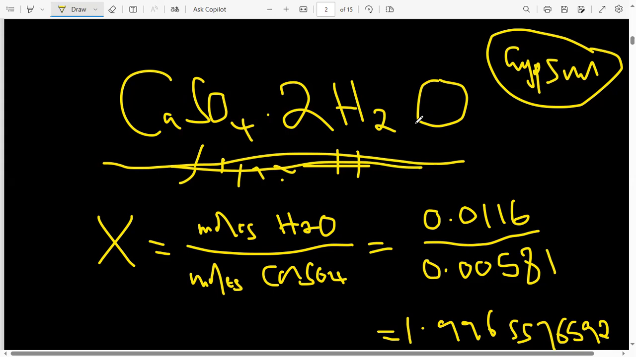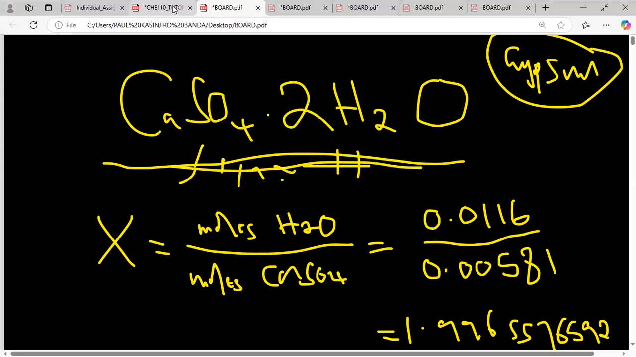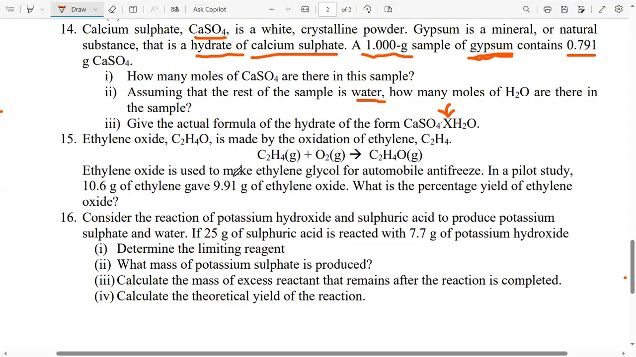Okay. Right. So let's look at question 15 now. Question 15 was on, I think, percentage yield. So let's read. Here in 15 they're saying ethylene oxide, which is this chemical formula, is made by the oxidation of ethylene, which is just C2H4. And they have given you the chemical equation here.